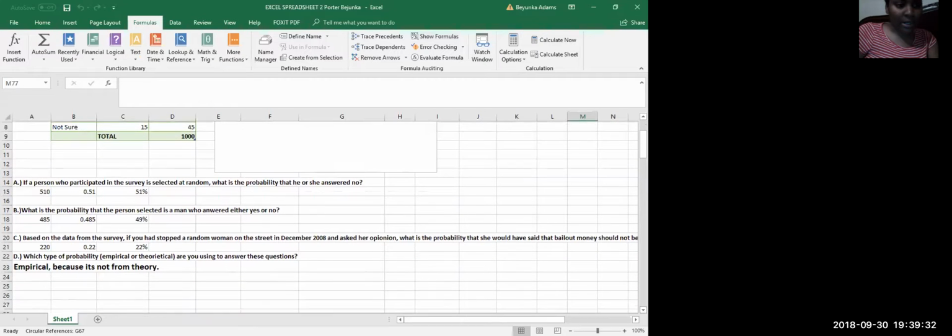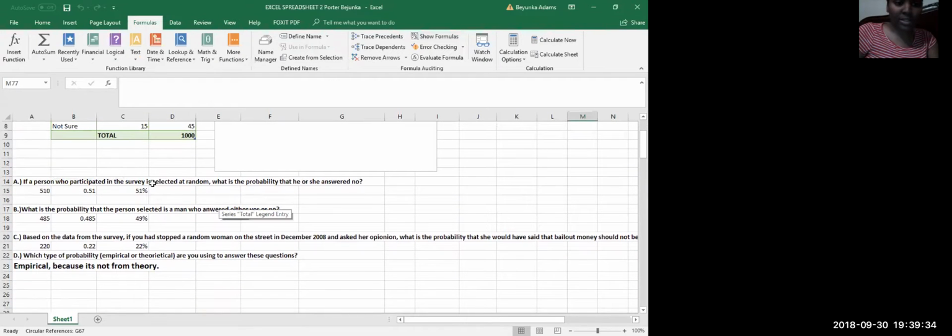A was: a person who participated in the survey is selected at random. What is the probability that he or she answered no? I put the answers right here, and then B, the answers right here, and then C, the answers right here. Show the percentage, the decimal, then the whole number. It asks which type of probability, empirical or theoretical, you are using to answer these questions, and I would say empirical because it's not from theory.